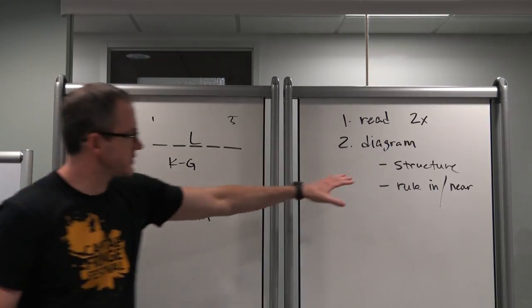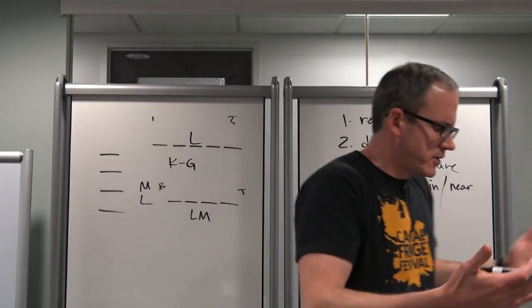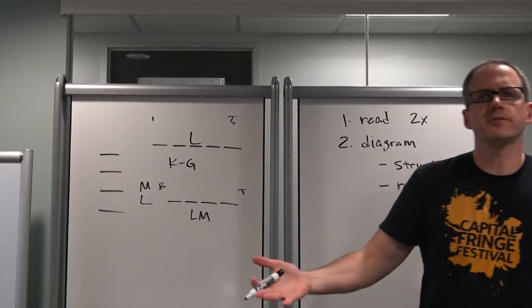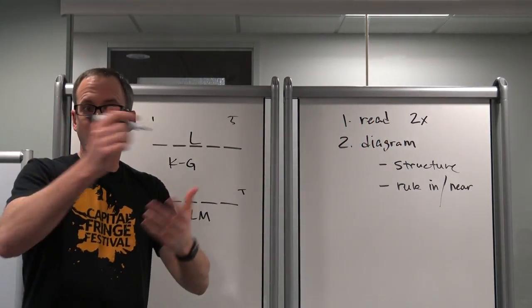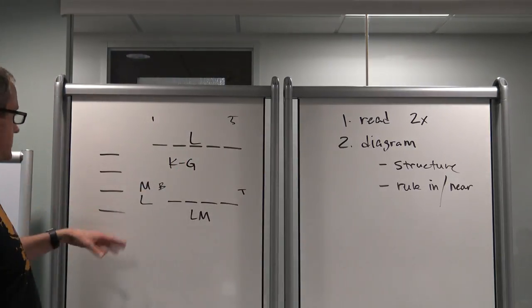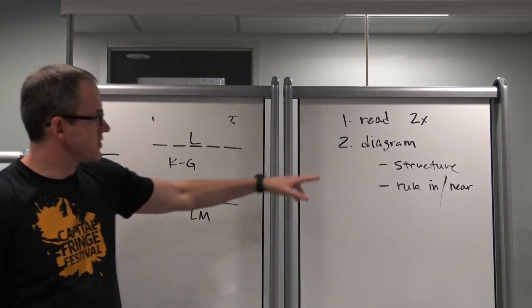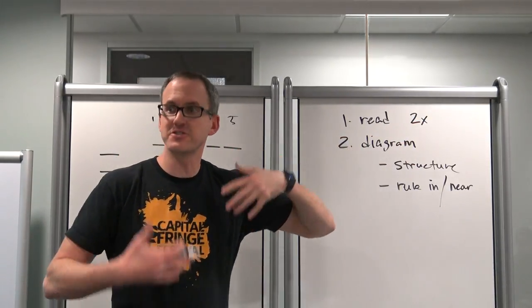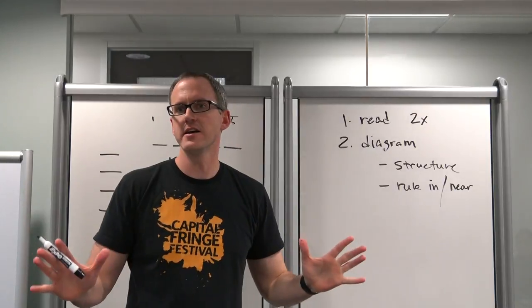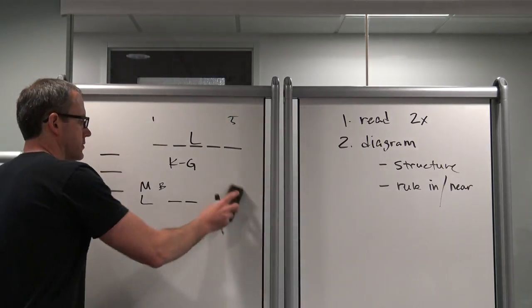Okay? But to figure out your structure, a lot of people are like, oh, I just didn't know how to structure it. I didn't know how to set up the diagram, and so this game was a shit show. But once I saw you draw these lines, everything fell into place. Well, okay, how do you get to here? You read the rules a couple of times, until you're like, okay, I kind of see what they're asking me to do.